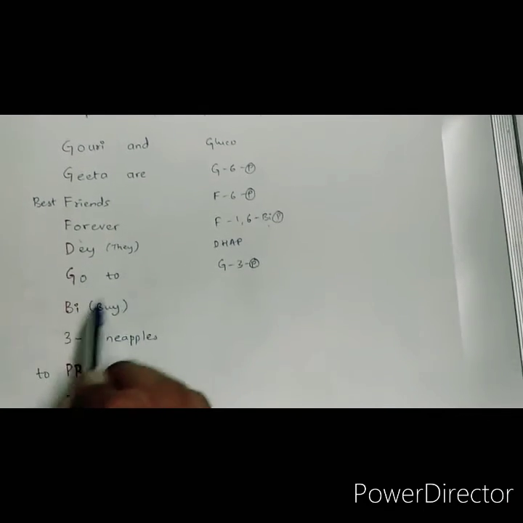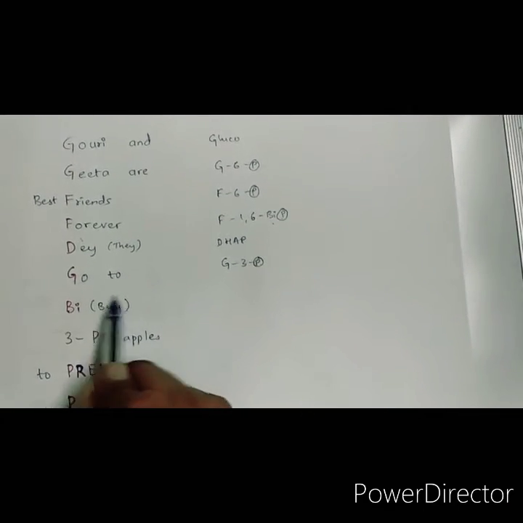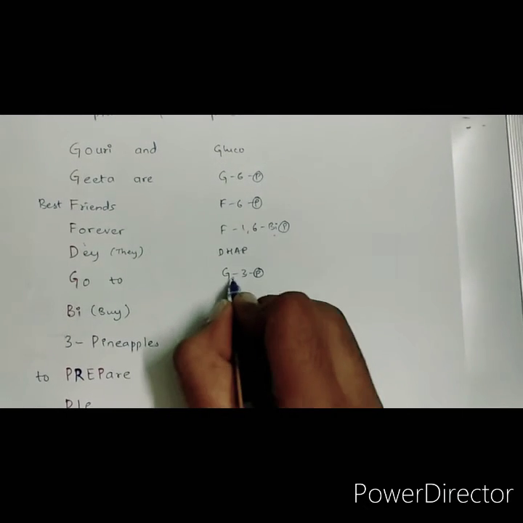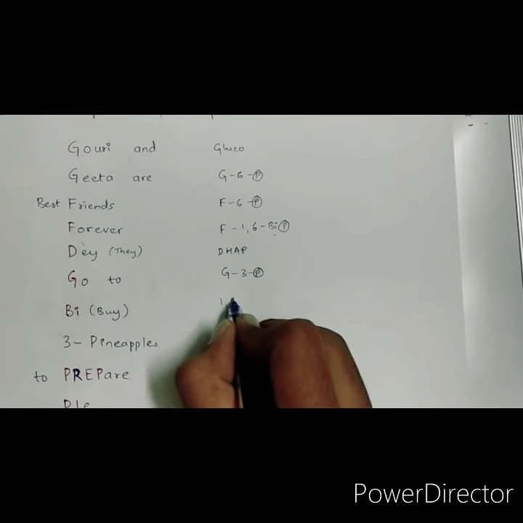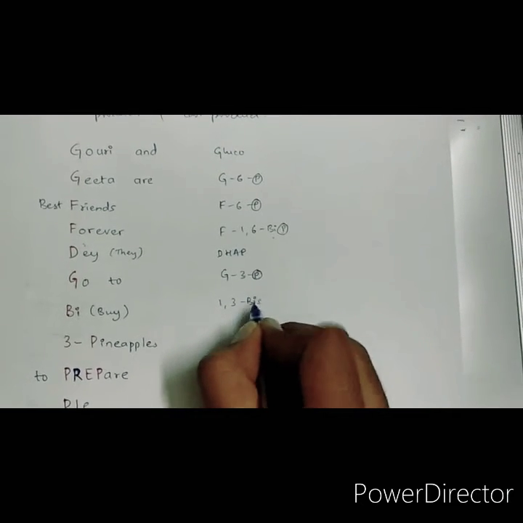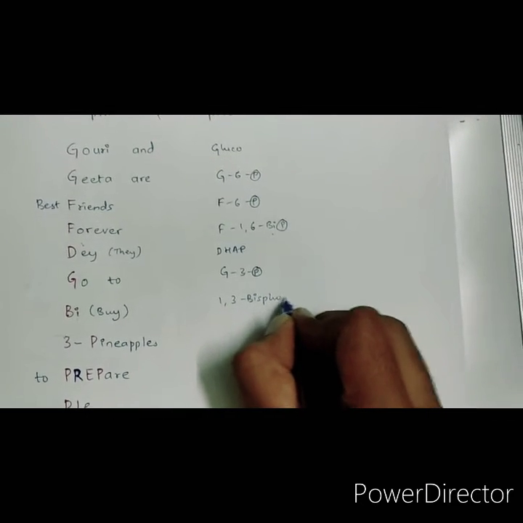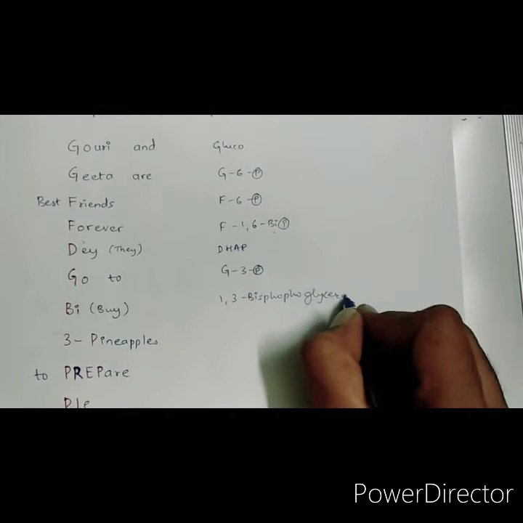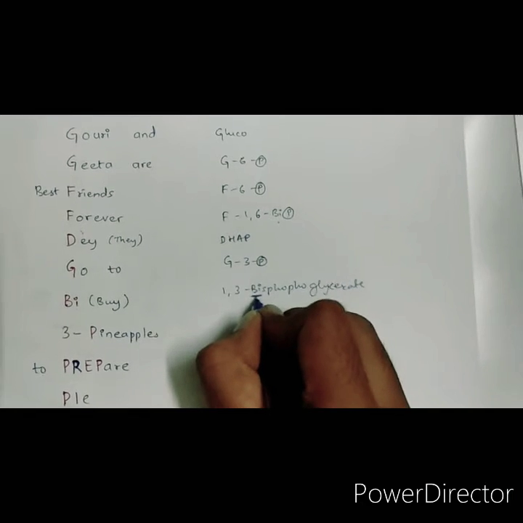So they go to buy. Buy, B-U-Y. Instead of this I had written B-I, buy. That is easy to remember. That is 1,3-bisphosphoglycerate. Here you can see buy.